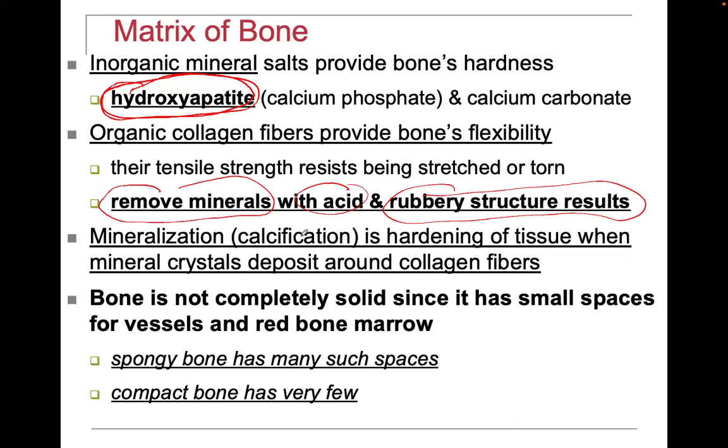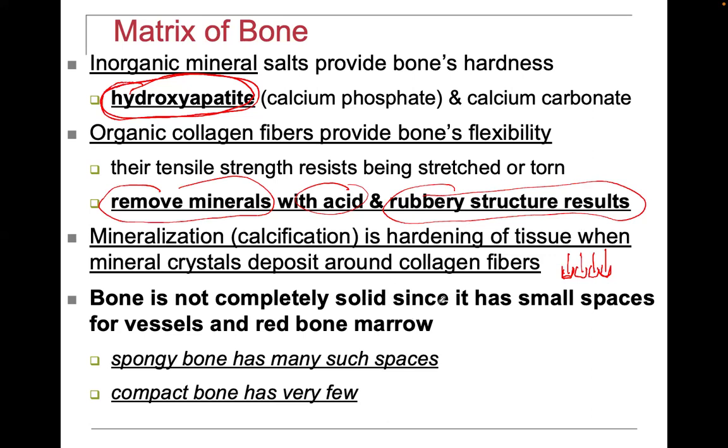Mineralization is referred to as calcification. That's the hardening of the tissue when the mineral crystals deposit around the collagen fibers. So you have the collagen, which are like the steel reinforcing rods, and then all around it, you're going to have calcium deposition.